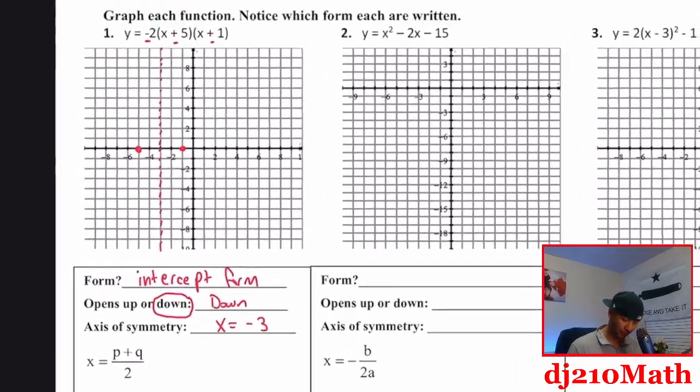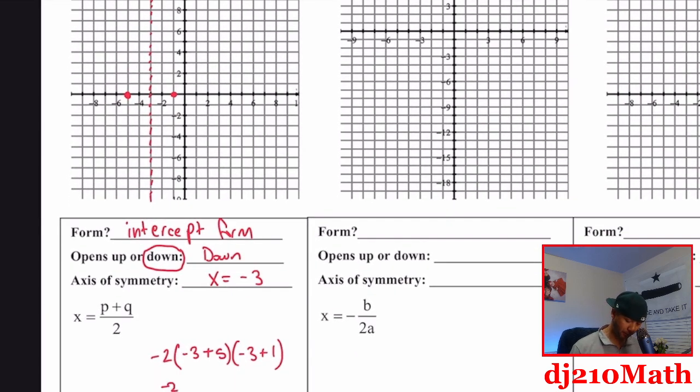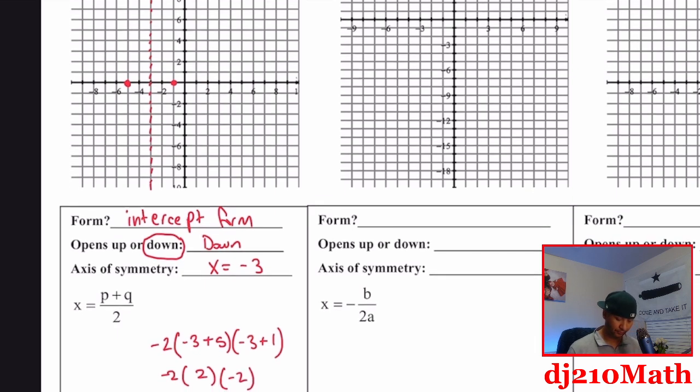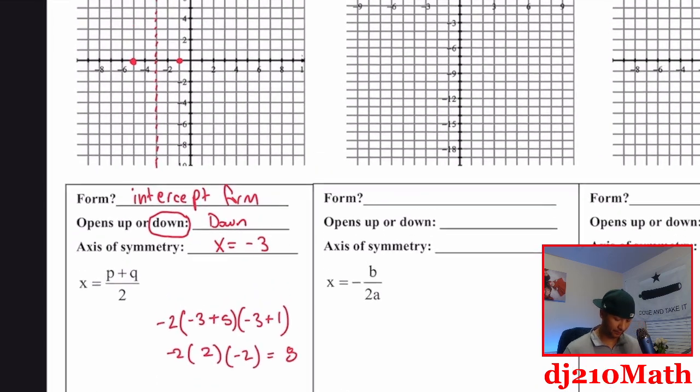All right, the vertex, however, we're going to plug in -3 to figure that out. So -2, -3 plus 5, -3 plus 1. All right, we're just plugging in the axis of symmetry to see where on the axis of symmetry is the vertex. So this is going to be -2, -3 plus 5, 2, -3 plus 1, -2. 2 times 2 times 2. 2 times 2 is 4, times 2 is 8. Negative, negative, make it positive. So this is equal to +8. So when x is equal to -3, because that's the x component of the vertex is also the axis of symmetry, the y value is going to be +8. So -3, +8.